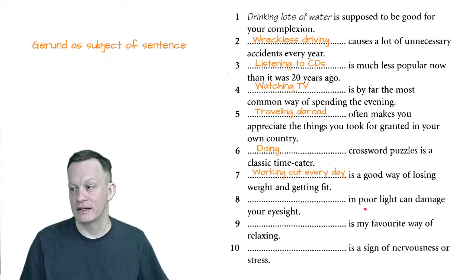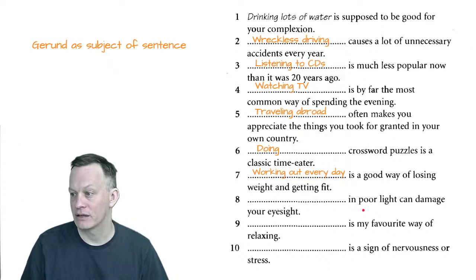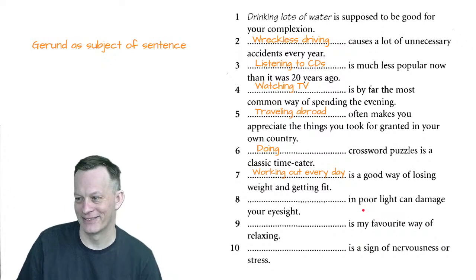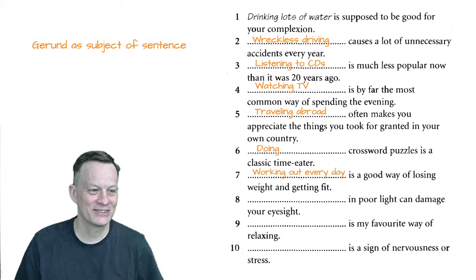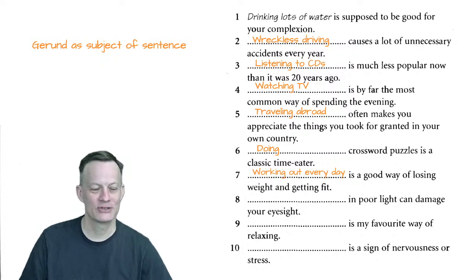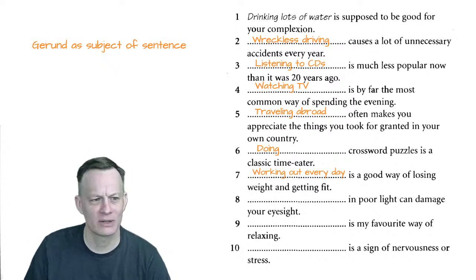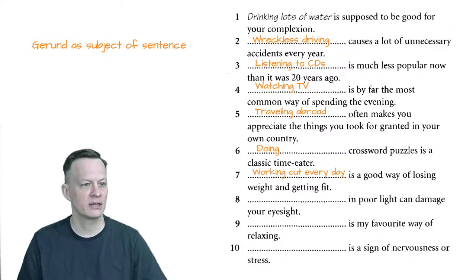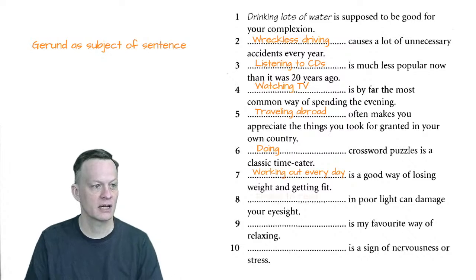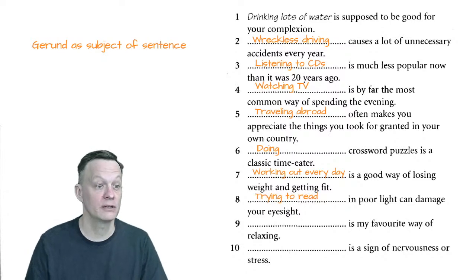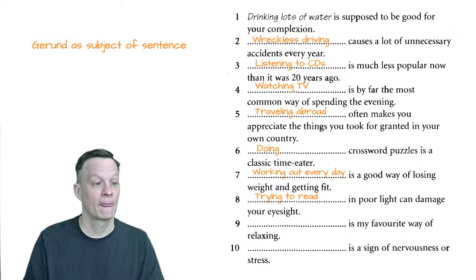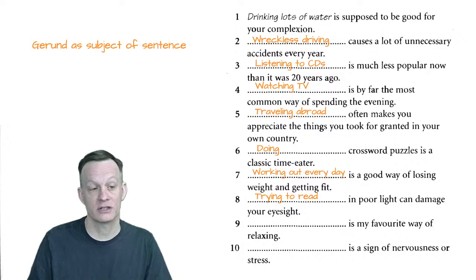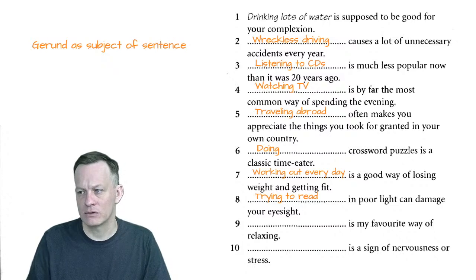In poor light can damage your eyesight. Swimming. Ah, no. Okay, sorry. I thought you were saying swimming in poor light can damage your eyesight. Okay, that doesn't work very well. Number 8, reading books. Okay, Barbara, reading books in poor light can damage your eyesight. Trying to read in poor light. Maybe watching television in poor light. I don't know.